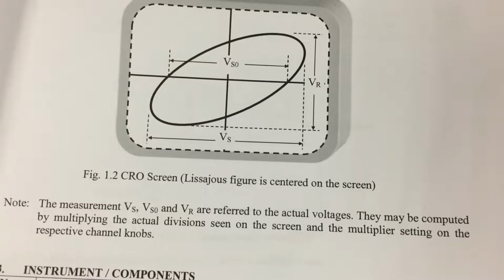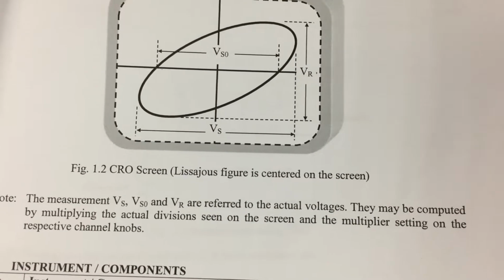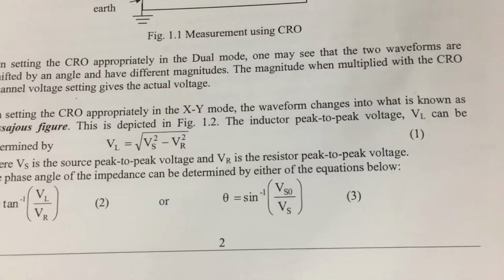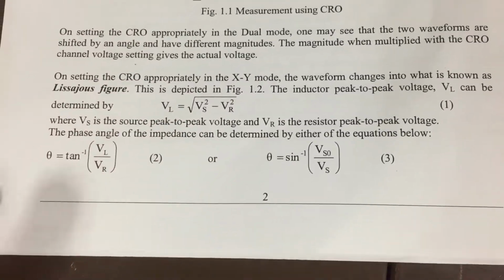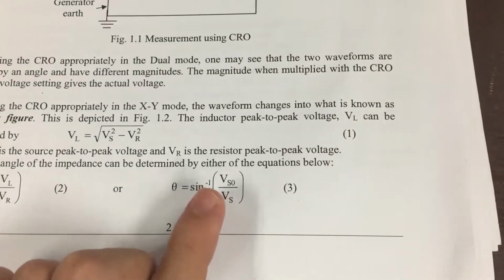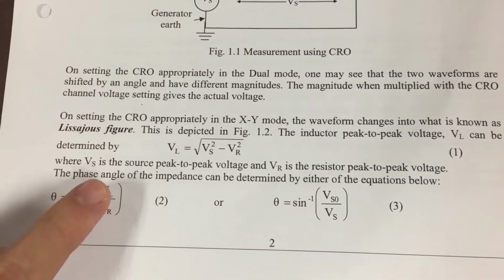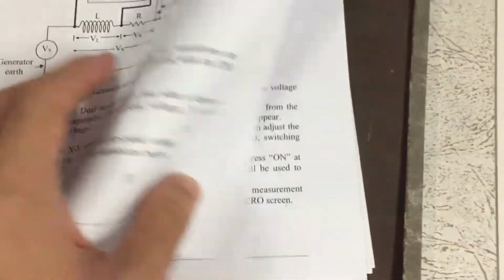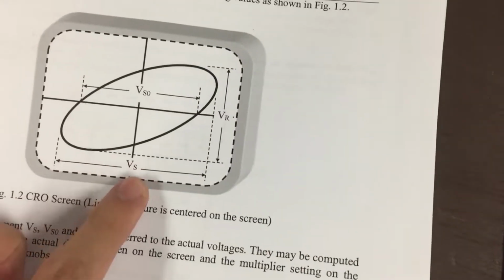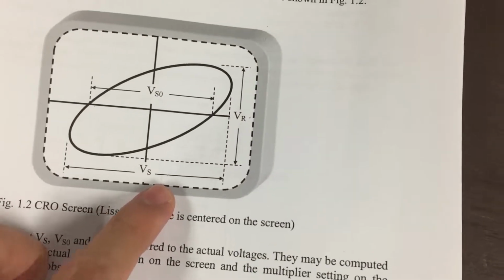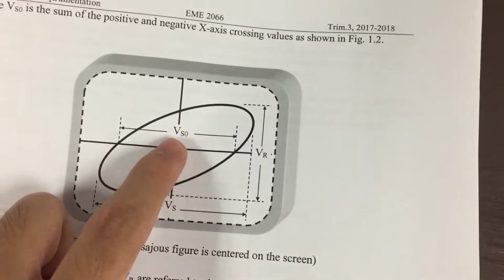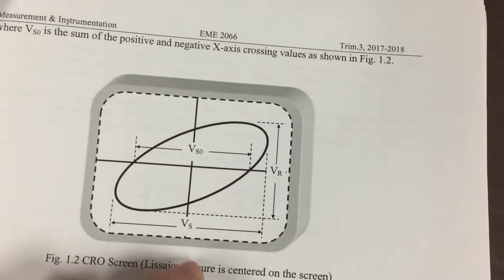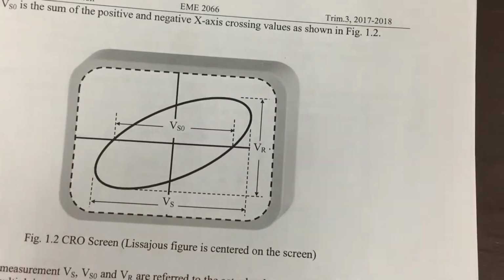The measurements of Vs, V0 and VR refer to the actual voltage, which can be calculated using the formula here. VL represents the inductor voltage, and the phase angle formula is given here. Vs is the source peak-to-peak voltage, and VR is the resistor peak-to-peak voltage. This is the source peak-to-peak voltage. This is the voltage across the x-axis, the sum of the positive and negative axis. And this is the resistor voltage.